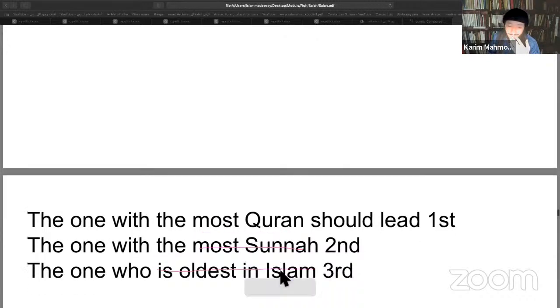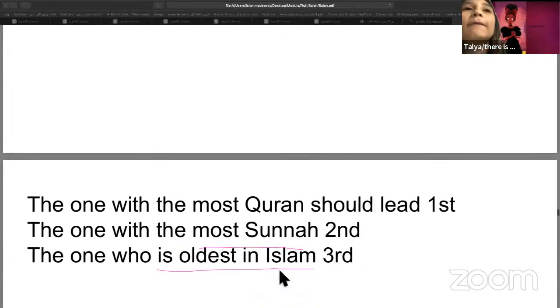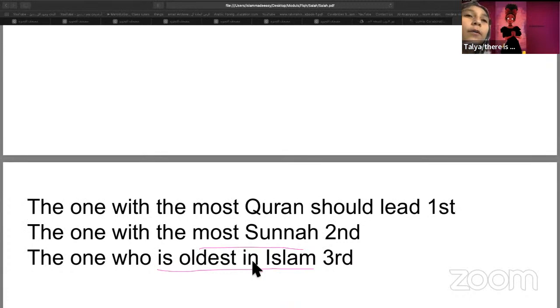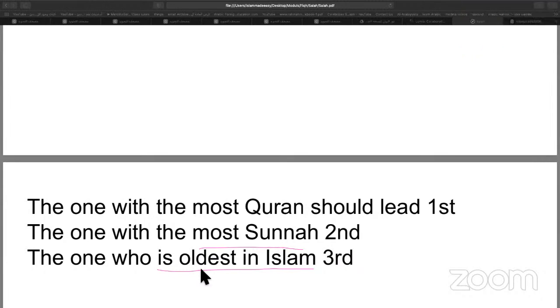Brother Kareem, what if they both have the same? What if they know the same Quran and they have the same Sunnah? Then we're going to pick the person who's oldest in Islam, not oldest in age. What does that mean?